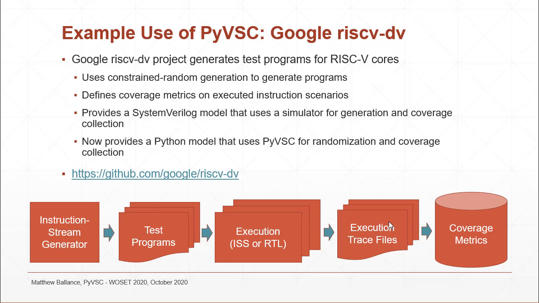So the way that PyVSC is integrated into this process is at the beginning and at the end. PyVSC in the Python flow is used for random data generation. The constraints and random data generation drive generation of that instruction stream. And at the end of the flow, PyVSC cover groups are used to sample metrics from the execution trace files, metrics about what happened as the instruction stream executed.